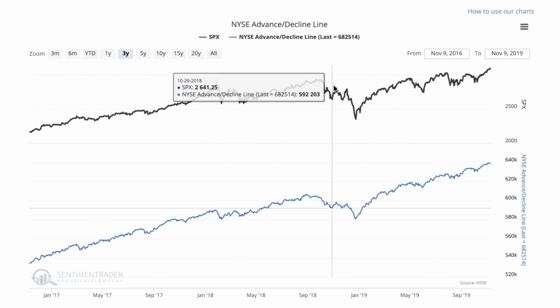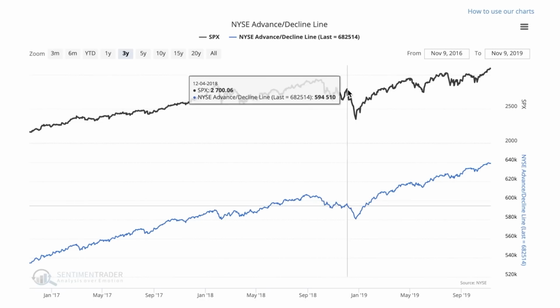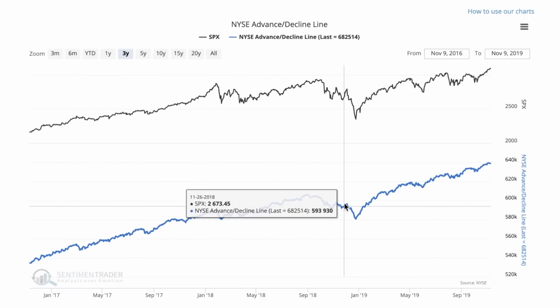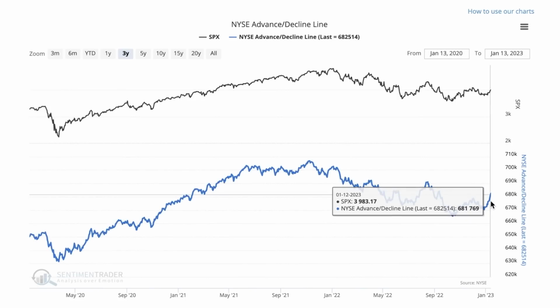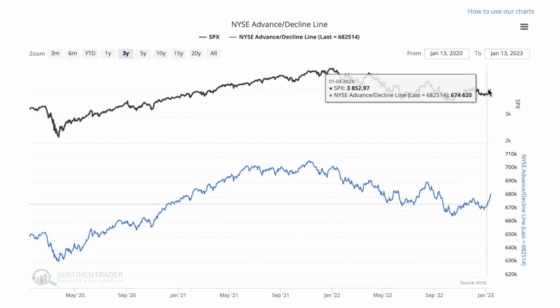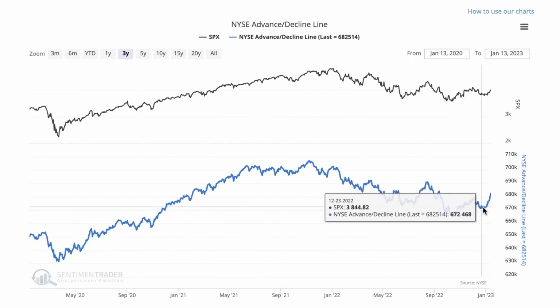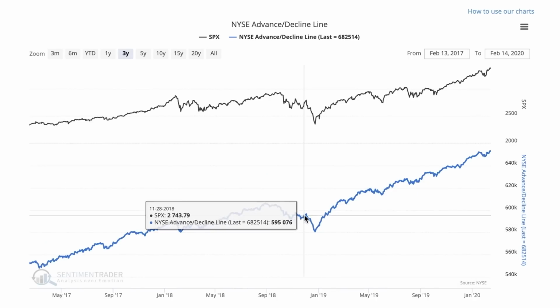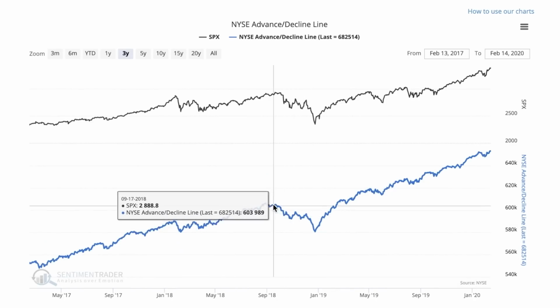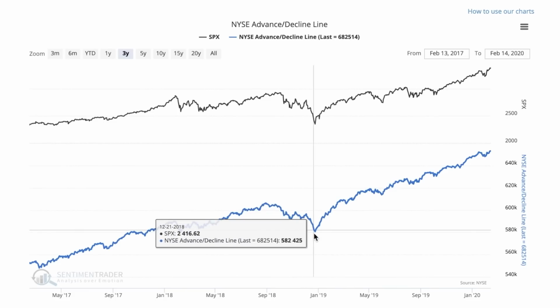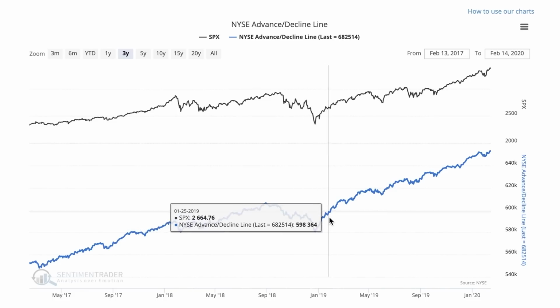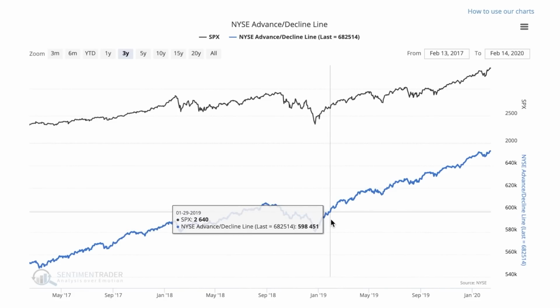And now you can see every lower high in the market right there was confirmed by a lower high in the advanced decline line. So what we have today is very different because the market, yes, it's making a lower high, but that's not being confirmed by the advanced decline line. So you can see here as the market moves down, the advanced decline line confirms that, and then you can see what happens here. Fascinating development here in January.